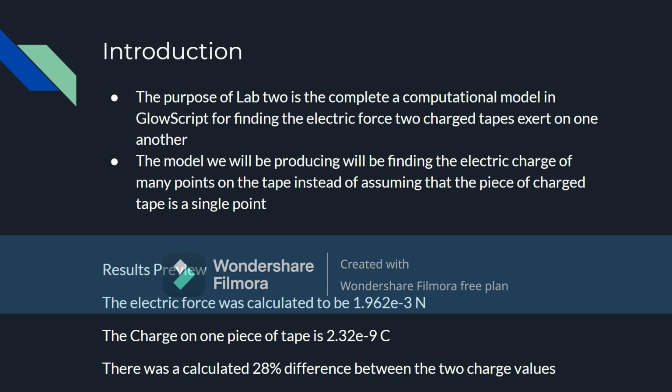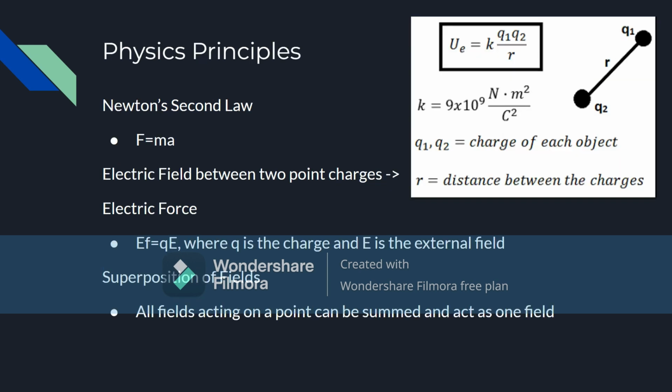Results preview. The electric force calculated was 1.962 e to the negative 3 newtons. The charge on one piece of tape was 2.32 e to the negative 9 coulombs, and there was a calculated 28% difference between the two charge values.